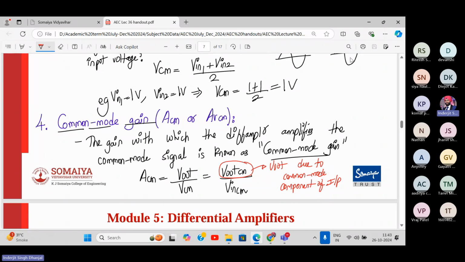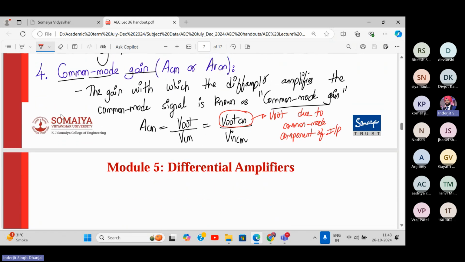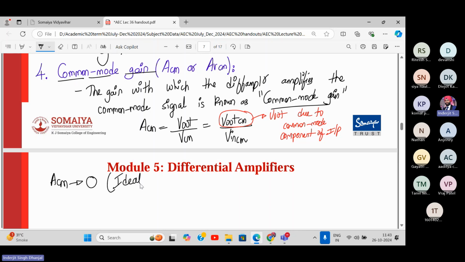ACM is common mode gain, and it is the ratio of output common mode signal divided by input common mode signal. Okay, so common mode signal we can categorize as one form of noise. So do you want to amplify the noise signal or reject the noise signal? We have two options. So ACM will be 0 ideally. Okay, because we don't want to amplify this noise signal. So practically ACM should be very, very small. It should be very low practically.